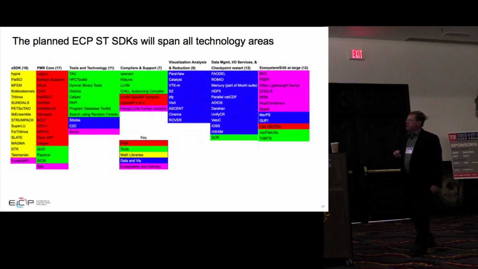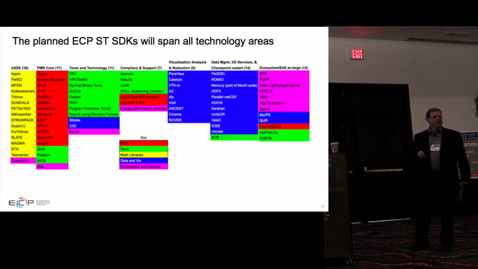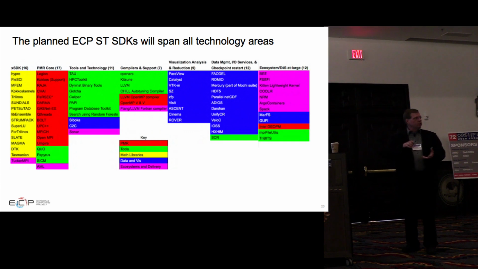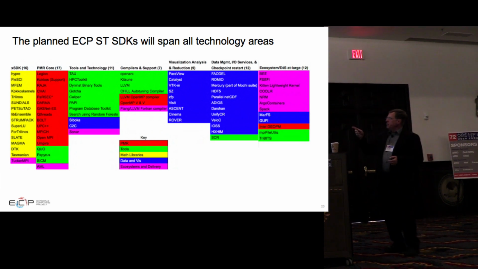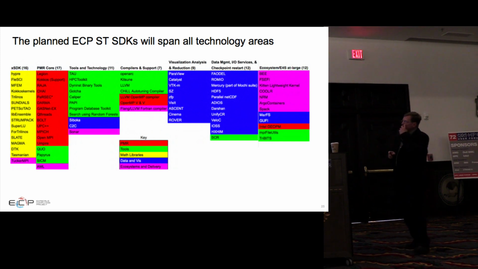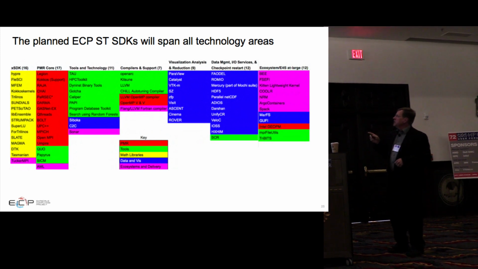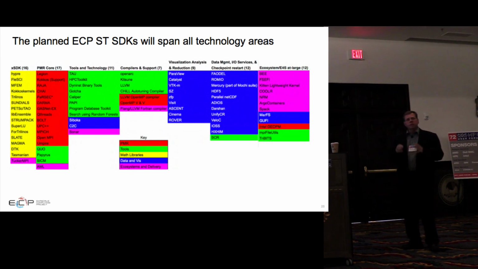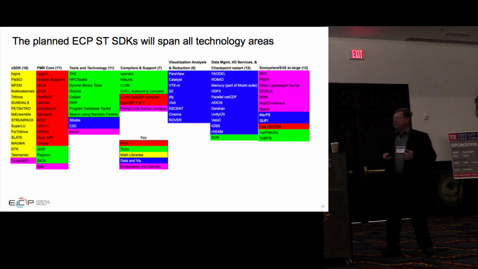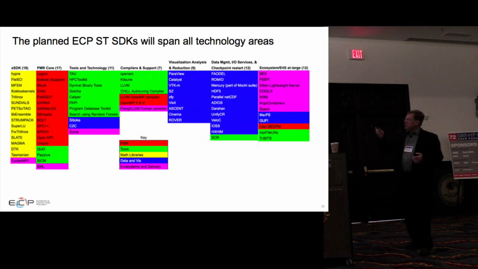This is this planned set of SDKs. Again, a lot of effort went into grouping these products. There are 6 of them altogether. The far right one is an at-large group with things that don't really quite fit in an SDK. But we have the math libraries, programming models and runtimes, core tools and tech, compilers and support, viz and analysis, and then data management and I/O. So what we're doing now is the same kind of thing that we've done with the math libraries, for these other areas.